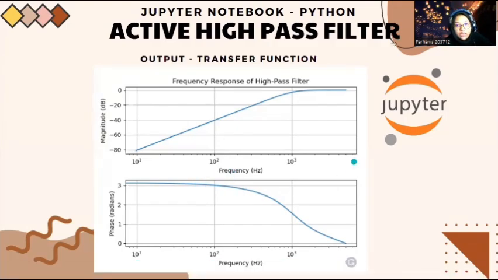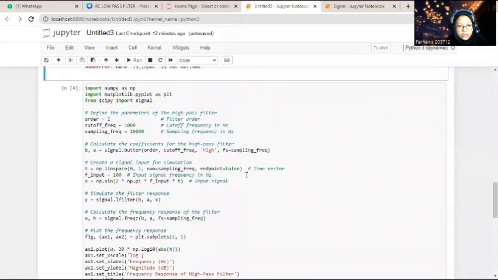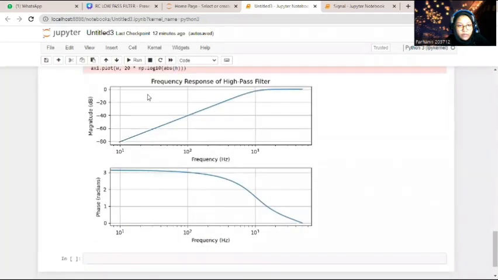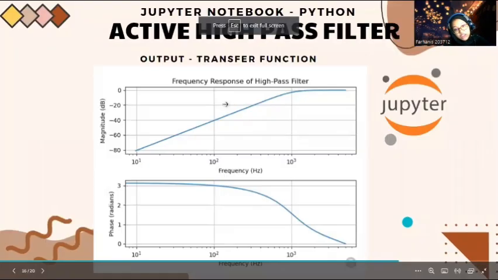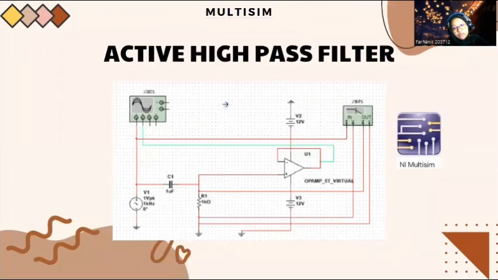Now we show you that video. This is the one, and this is the output. After we run the program, we get this as output, as I showed earlier. And then for the simulation, this is the solution that we did.